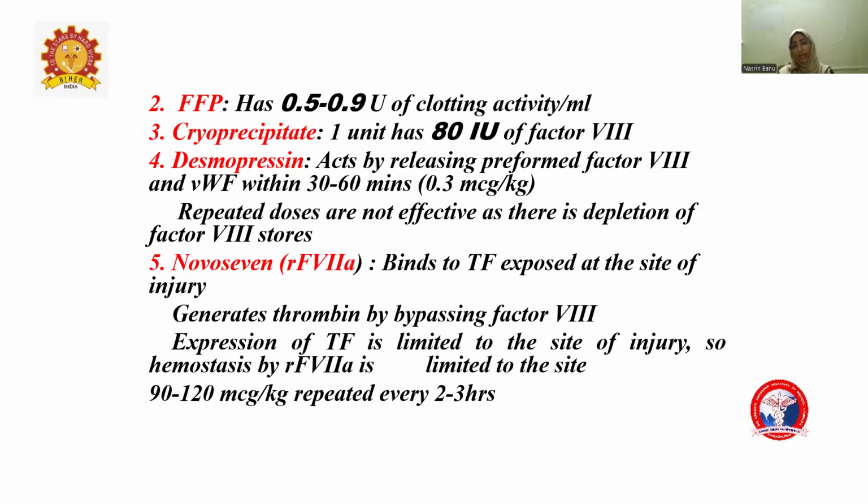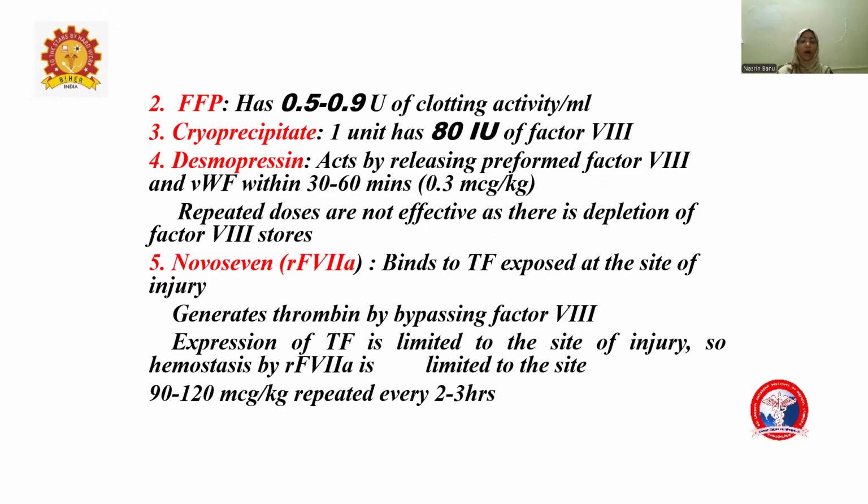NovoSeven, how it acts: it binds to the tissue factor, which is exposed at the site of injury, and generates thrombin by bypassing factor 8. Expression of tissue factor is limited to the site of injury. So hemostasis by recombinant activated factor 7A is limited to the site.